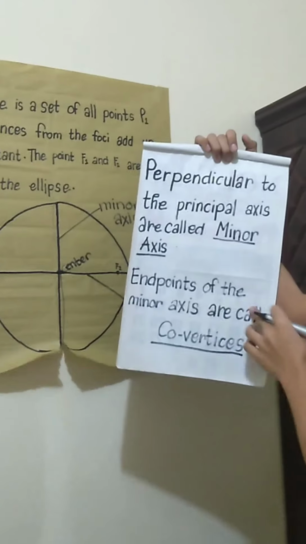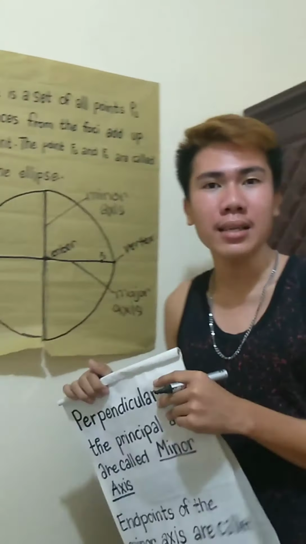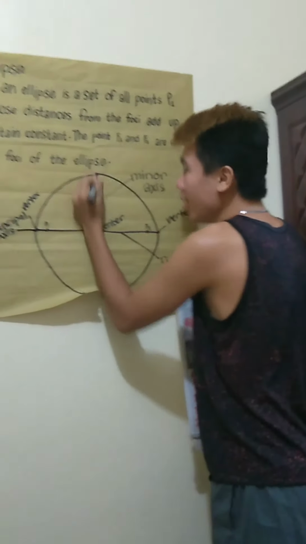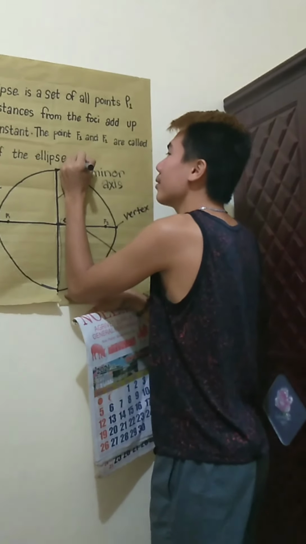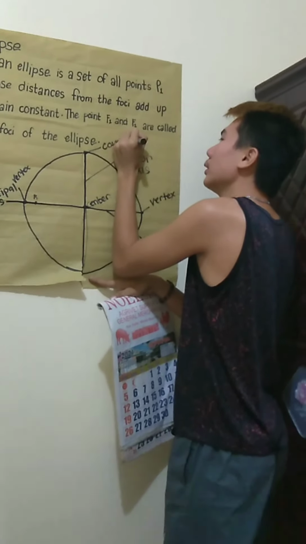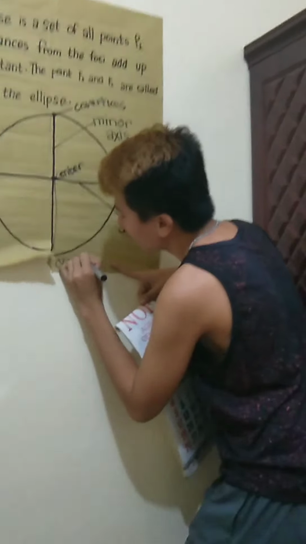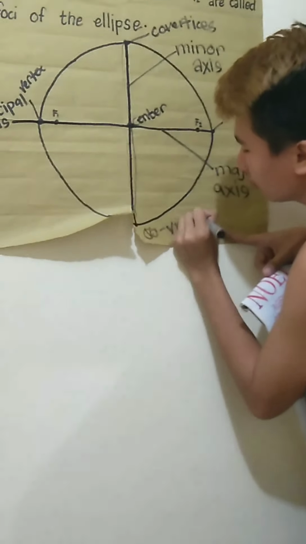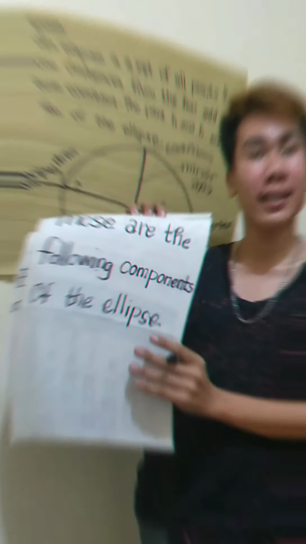The endpoints of the minor axis are called co-vertices. So where are the endpoints of the minor axis? These two, this or this. They are called co-vertices. And those are the components of the ellipse.